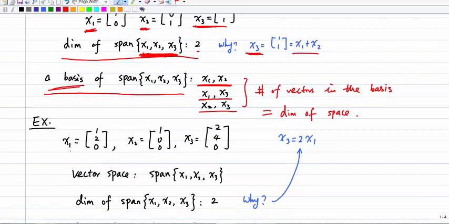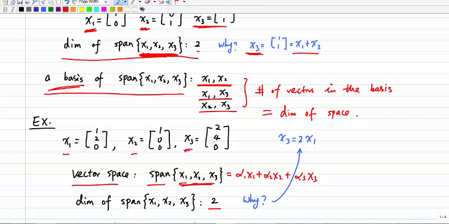And here's an example. For example, I have x1 is 1, 2, 0, x2 is 1, 0, 0, x3 is 2, 4, 0. Okay, so here the vector space is defined by the span of x1, x2, x3. This is the same as alpha 1 x1 plus alpha 2 x2 plus alpha 3 x3. Okay, the dimension of the span is the number of linearly independent vectors among the 3. So how many of these are linearly independent? The maximum number of linearly independent vectors among the 3 is 2, because x1, x2 are linearly independent. x3 is twice x1, of course, so it's not linearly independent of x1, x2.